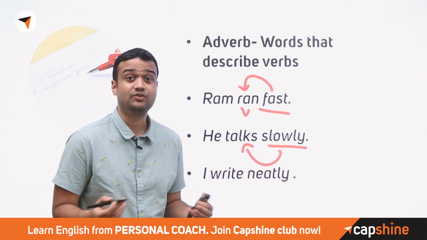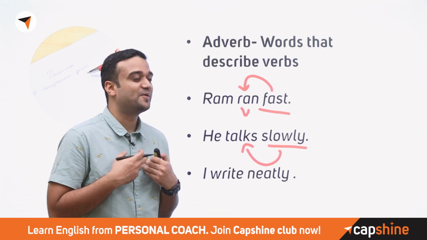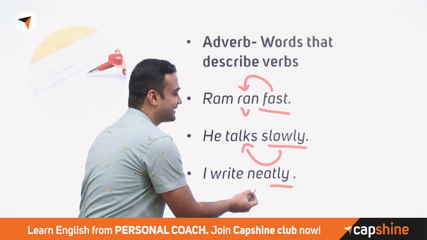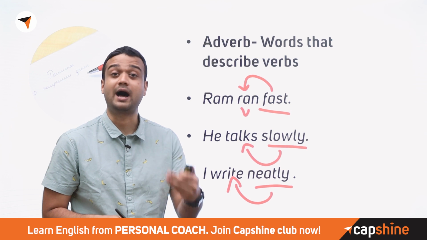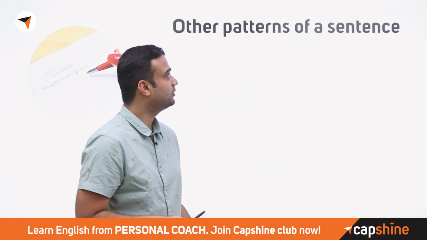Another example, I write neatly. Well, this is incorrect because I don't write neatly, but that sentence is correct. Neatly is an adverb telling me how I write. Great. Let's put it all together.